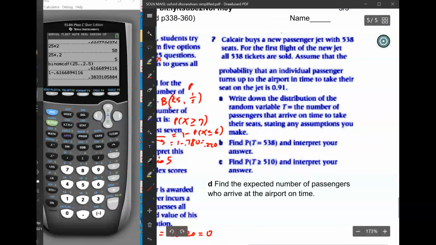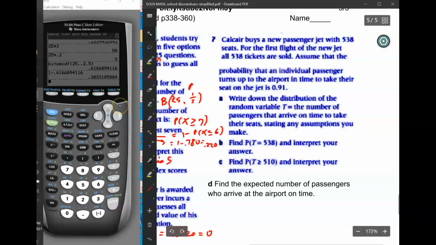Okay, number 7. Calc Air buys a new passenger jet with 538 seats. For the first flight of the new jet, all 538 tickets are sold. Assume that the probability that an individual passenger turns up to the airport in time to take their seat on the jet is 0.91. Write down the distribution of the random variable T equals the number of passengers that arrive on time to take their seats, stating any assumptions you make.